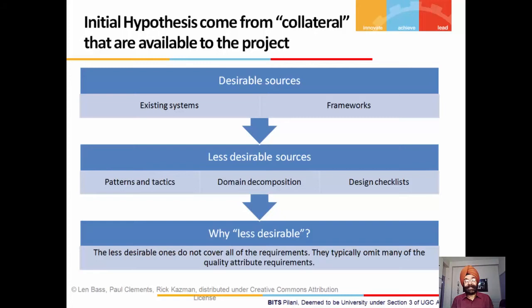They could be patterns and tactics. They could be a domain decomposition. They could be design checklists. These will give us an idea as to what could be a good design. We will find some designs which do not satisfy all the requirements. They do not even address some of the quality attribute requirements. However, out of the set, we try to look for a design which we think will be satisfactory. Our knowledge of patterns and tactics is going to be a major resource.